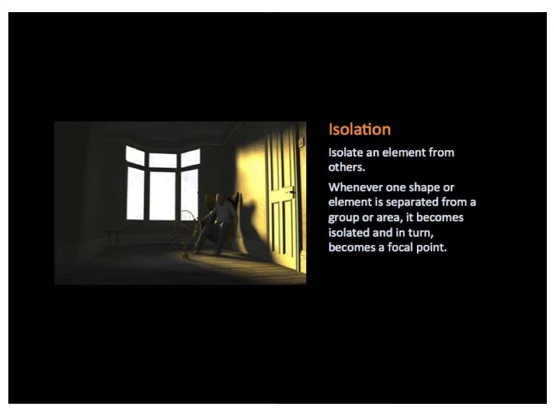Isolation shows our ability to isolate an element from others. Whenever one shape or element is separated from a group or area, it becomes isolated and in turn becomes a focal point. That's why we see that little guy over in the corner all by himself as one of the focal points.